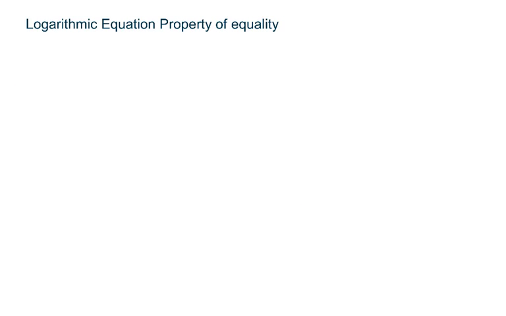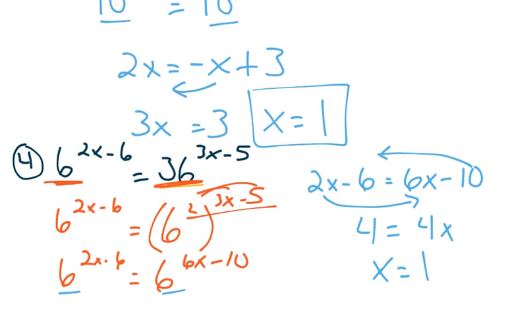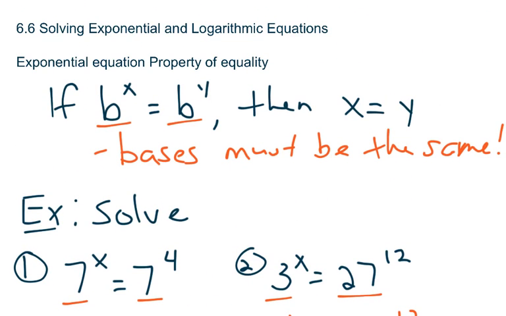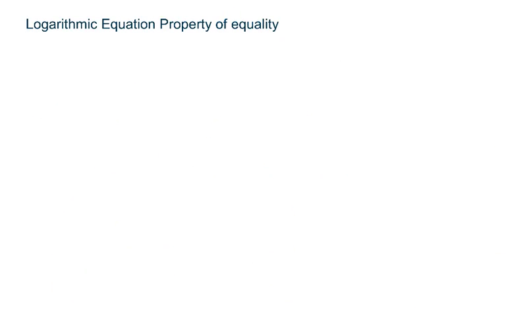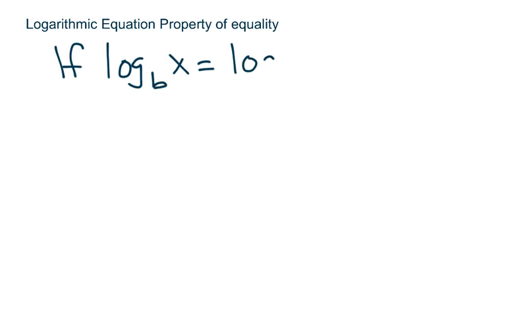So, first of two methods, the logarithmic equation property of equality. Again, another mouthful. This one is going to be very similar to the exponential equation property of equality. We're not going to be having exponential equations, we'll be having logarithmic equations, but it works very similarly. It says if the log base b of x is equal to the log base b of y, then x is equal to y.